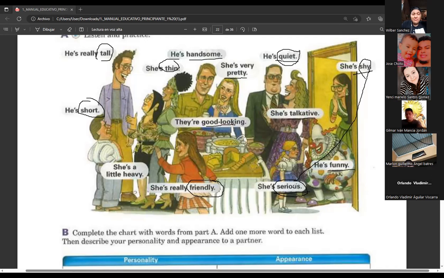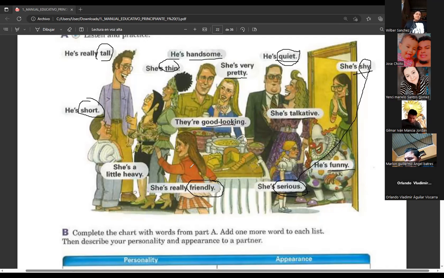Ok, si pudieran describirse utilizando dos adjetivos, ¿cuál utilizaron? Quiet. Tall y quiet. Alto. Tall. Very tall. Good.